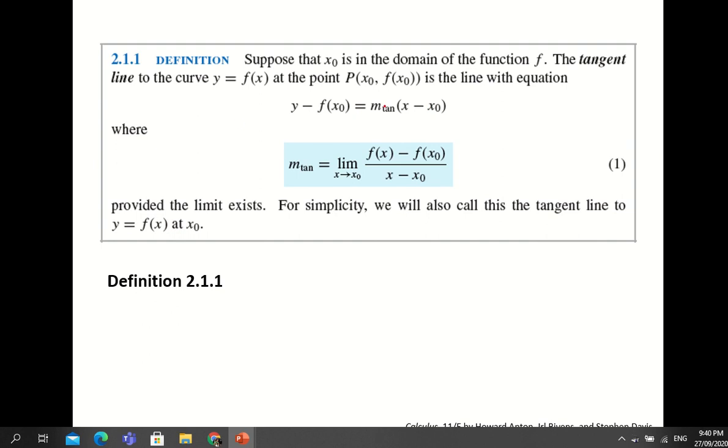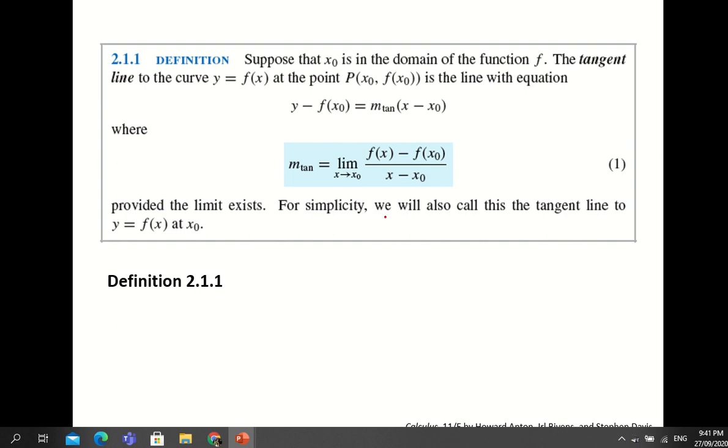Where m here, if you use algebra to manipulate this given equation and solve for m, we have m equal to the limit of f of x minus f of x sub 0 divided by x minus x sub 0. This is true provided that the limit exists. In other words, you can use this formula to find the slope of the tangent line provided that as x approaches x sub 0, the limit exists.